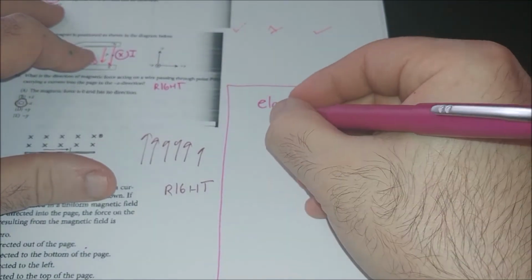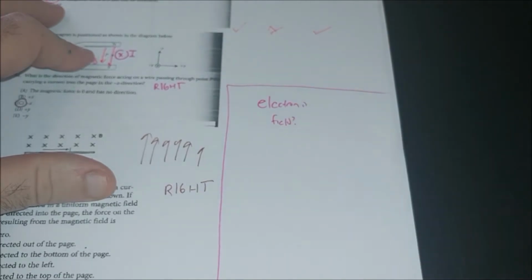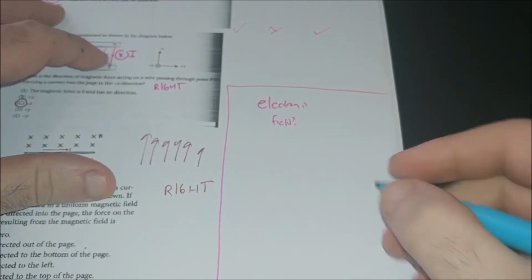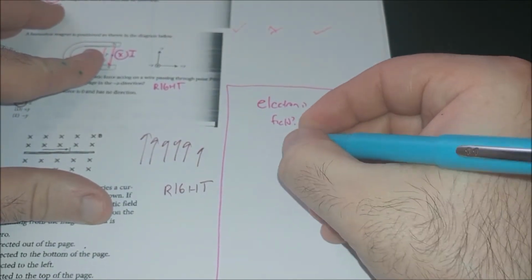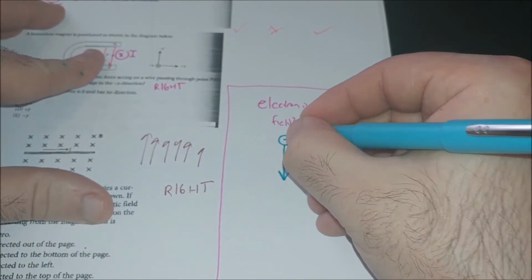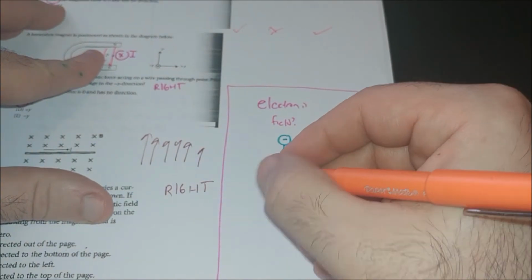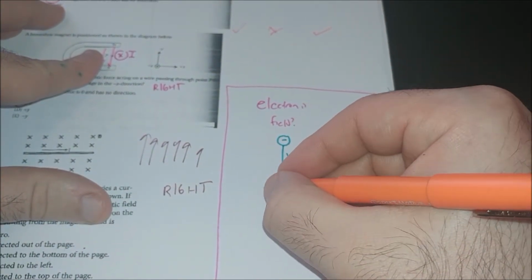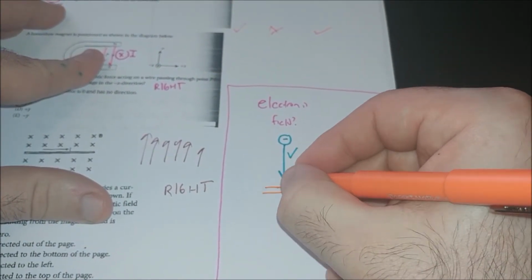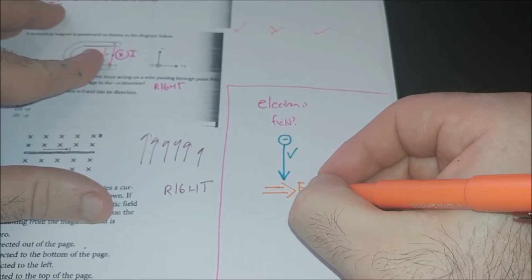And let's say we want to figure out the field. Our goal is to figure out what the field is. Let's have an electron going south. So here's the negative charge, and it's going south. And let's say it's getting pushed to the right. So the force is going to be that way.